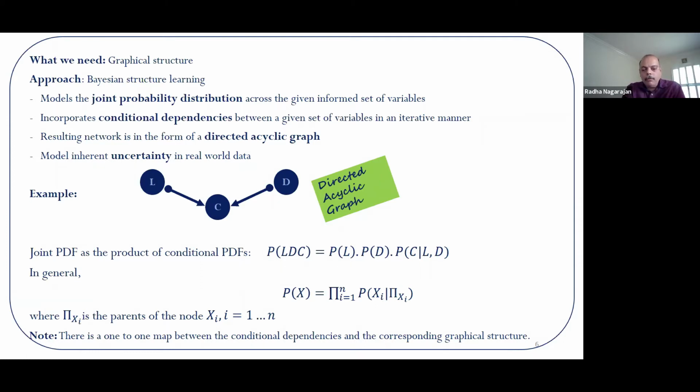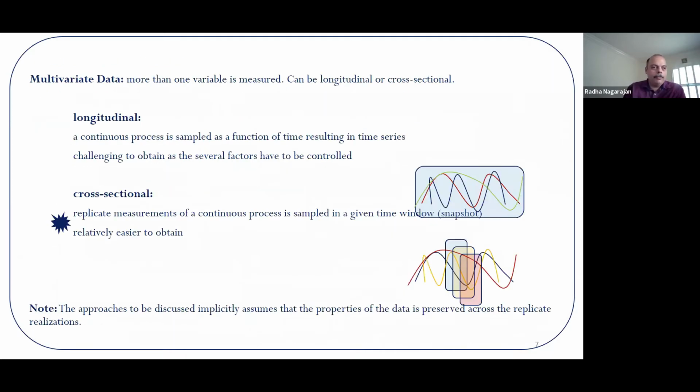It's important to note that there's a one-to-one map between the conditional probability distributions given as a product above and the corresponding graphical structure. So multivariate data, what is it? How does it look like? There are two forms of data that one can encounter in the real world. First is longitudinal data, which is essentially a continuous process that is sampled as a function of time.